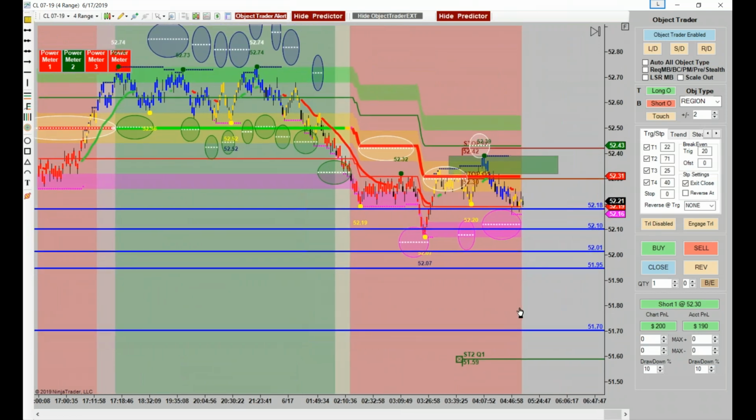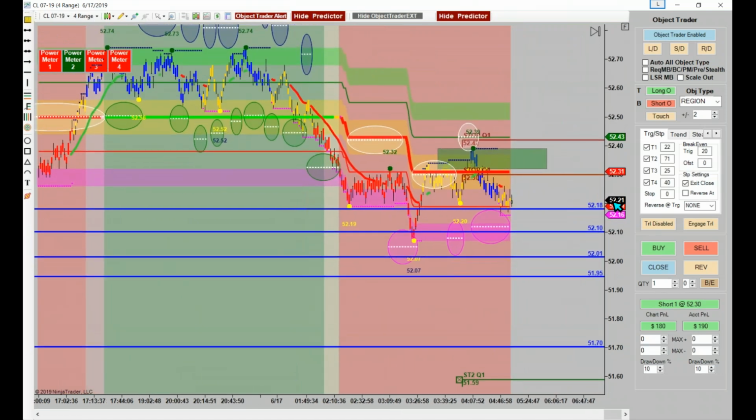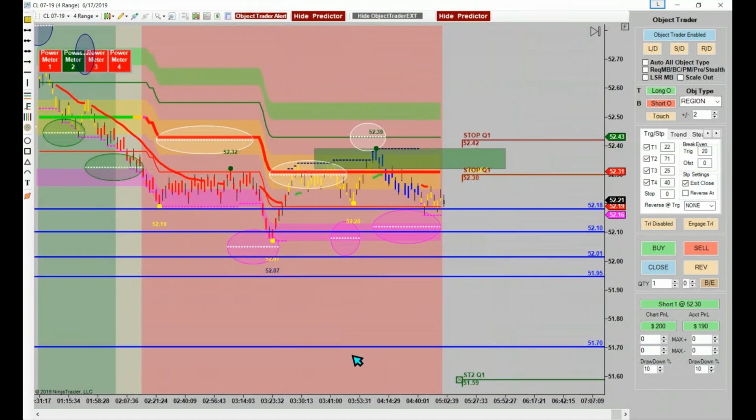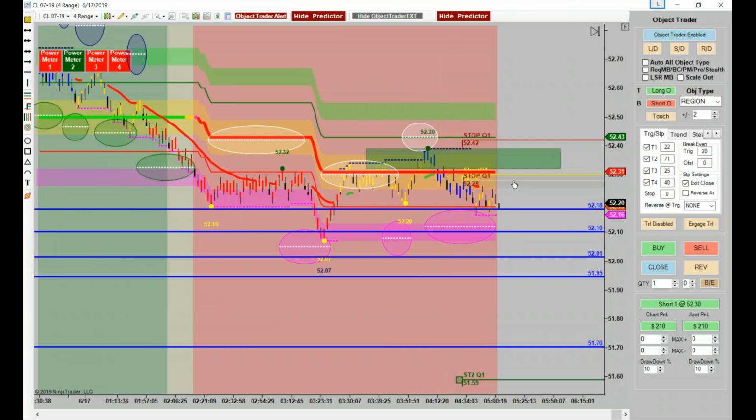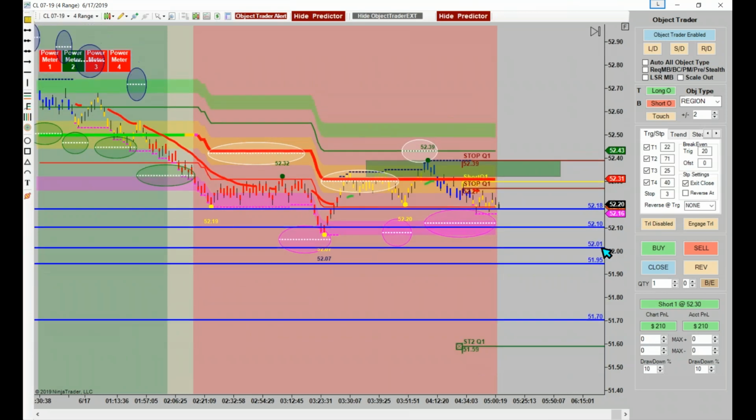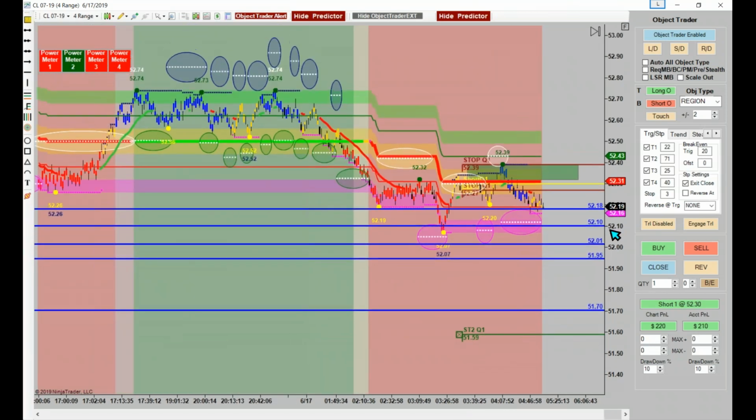And just ride this thing down. And watch your little black bars. See how the black bars are flashing and then flashing a little bit lower? When they do that, you can usually put your stop just above the swing. And then don't let the black bars get taken out, or the swing for sure. And that's the way you can actually trade that.